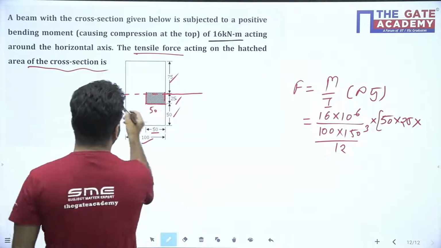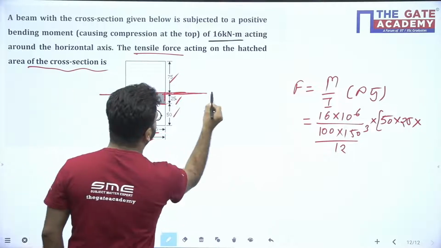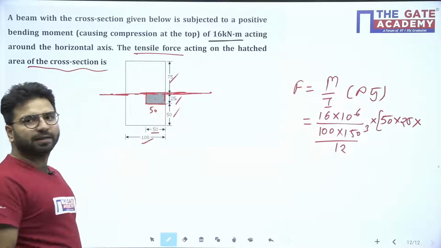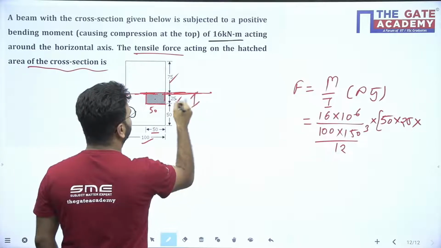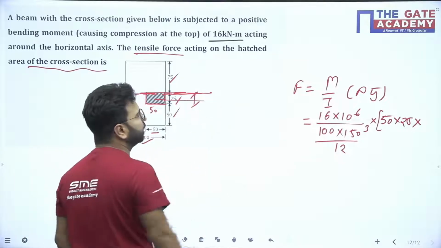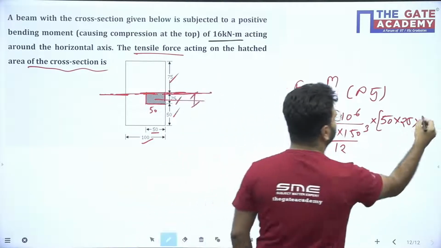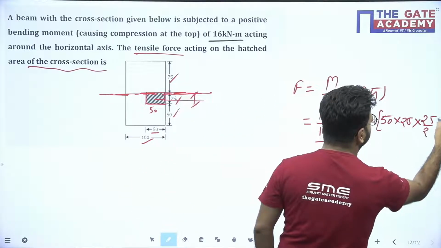This is our neutral axis. Where will the centroid be of this hatched area? The centroid will be half of this, yes or no? It means the centroid will be at 25 by 2.